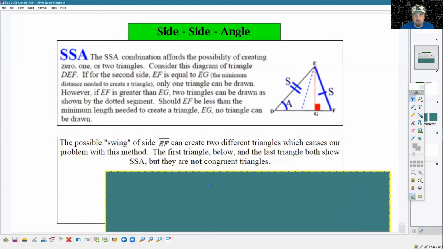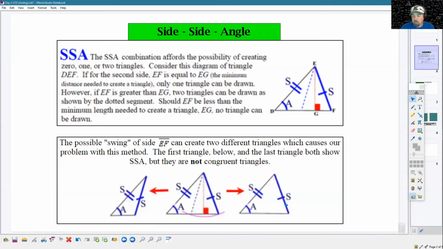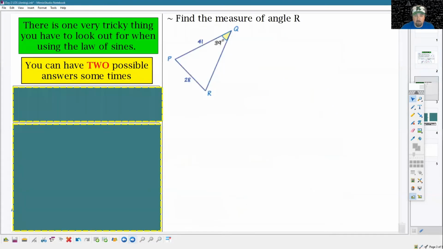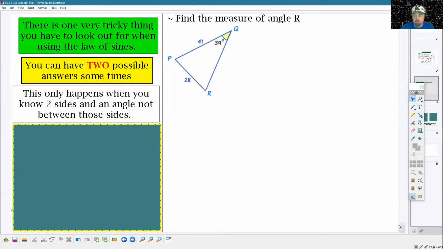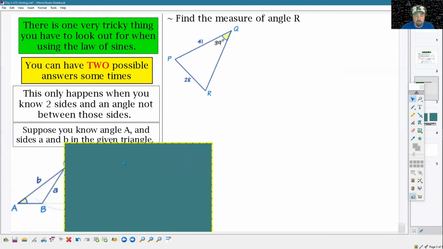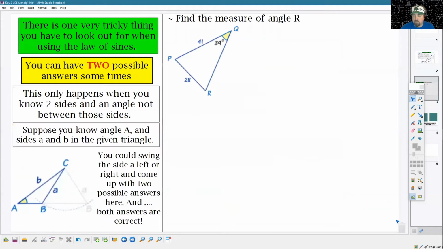So there's a possibility that we could end up making two triangles, given that we start with a side and an angle not in between them. We could have an acute angle when we solve for it, or we could fit an obtuse angle in there, and it's going to give us a second triangle that we could possibly make. So one tricky thing you have to look out for when using the law of sines is that you can possibly have two answers. This only happens when you know two sides and an angle not in between them, okay? And what could happen is that the angle we solve for could be an acute angle, or it could be the obtuse angle that goes with it.